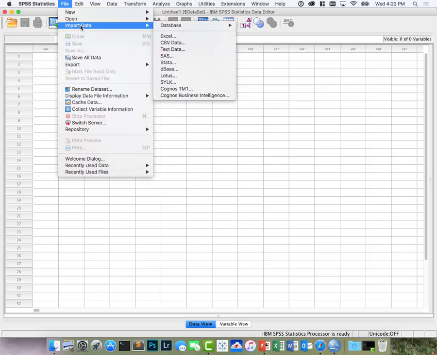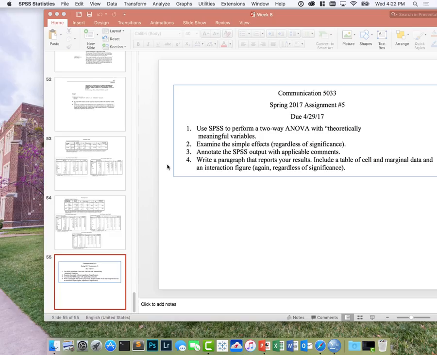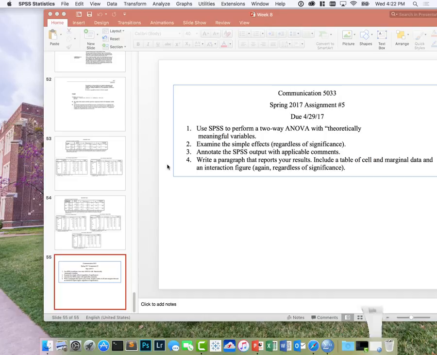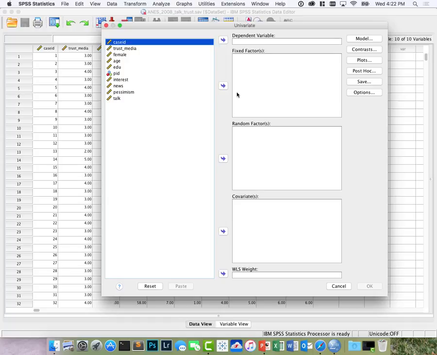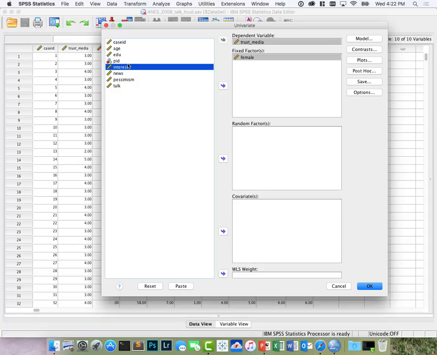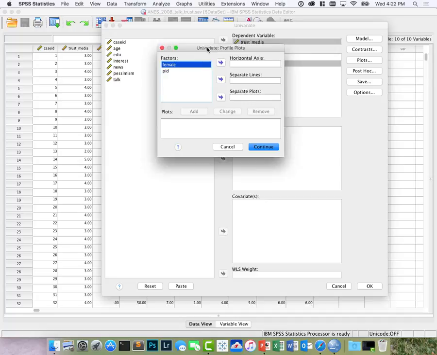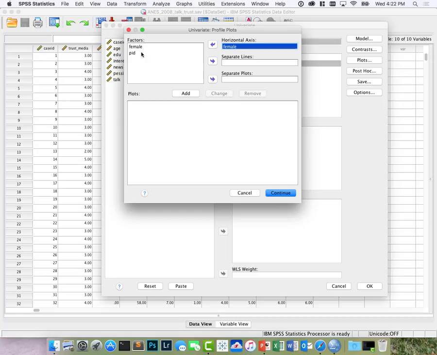And so I'm going to find my data, recently used files. And I'm going to do univariate. I'm going to do trust in media, female, and party ID. And then I'm going to do plots, so we want to graph out our interaction. I'm going to put female on the horizontal axis and do separate lines for Democrat, Republican, Independent, so add that. And because I don't know how that's going to look and I want to look at both options, I'm going to do that the other way too, and there's nothing wrong with doing that.